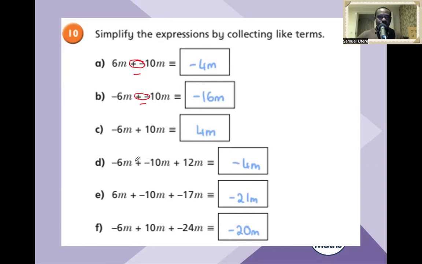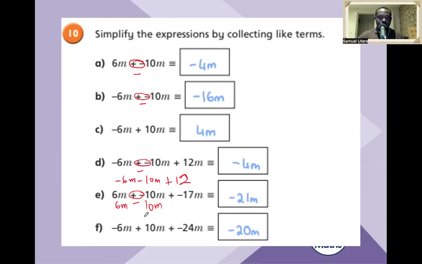This one, these two become negative. So it's like saying negative 6m subtract 10m add 12m. Well, if you think about it, this would be negative 16m. Negative 16m add 12m will be negative 4m. Then this one is negative, okay? So these two, positive and negative next to each other, will become negative. So 6m subtract 10m will be negative 4m.